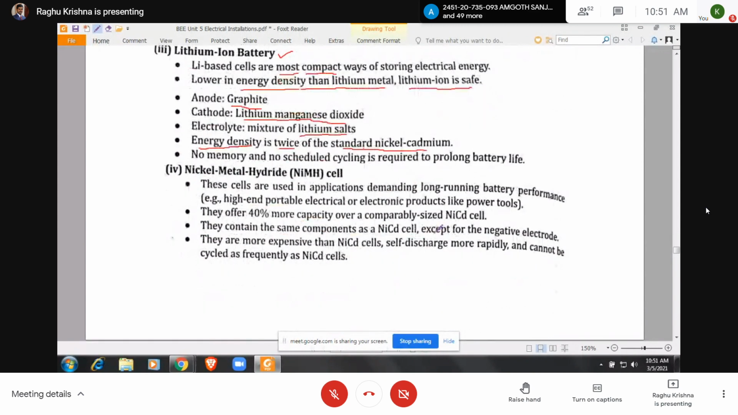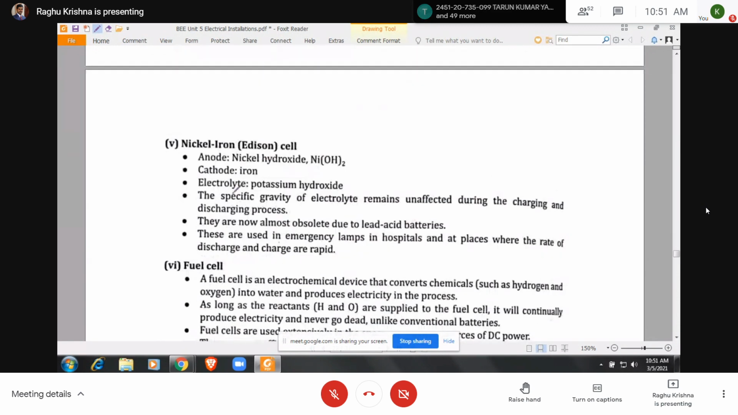The next one is the nickel metal hydride cell. We can study this one. Next, nickel iron, which is also called the Edison cell.